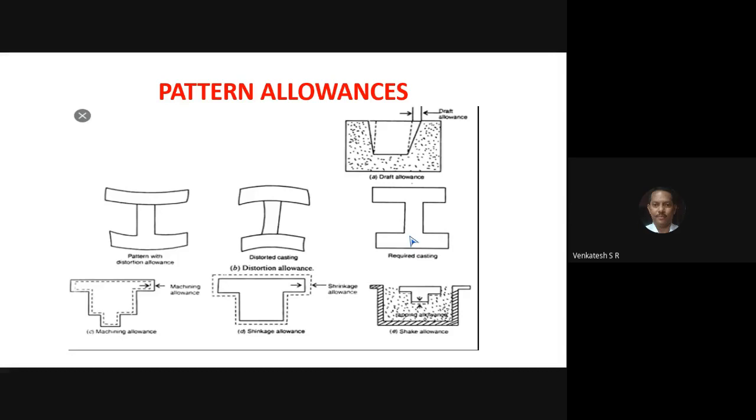So this is very important. In many question papers, you have the question on pattern allowances. Now, all of you please write down the rough diagram of pattern allowances one by one. First one, draft allowance. Second one, distortion allowance. Number 3, machining allowance. Number 4, shrinkage allowance. Number 5, shake allowance. Write down the rough diagram.